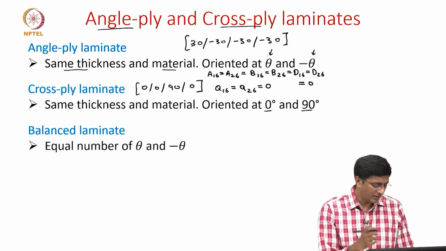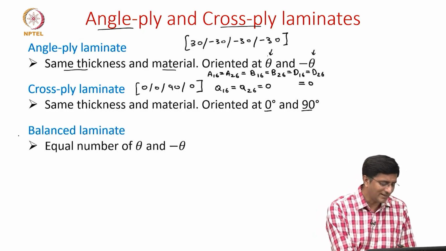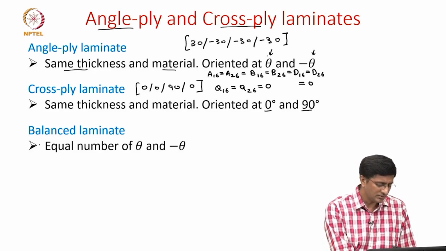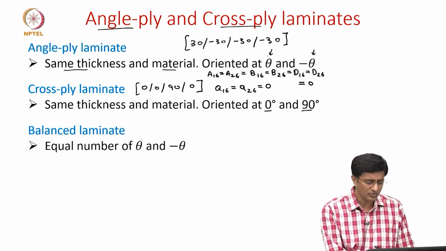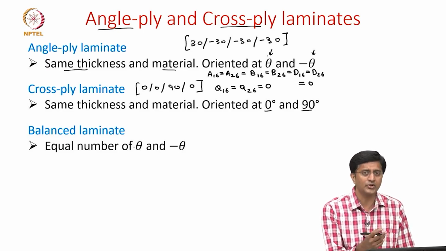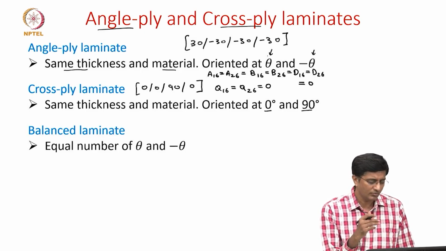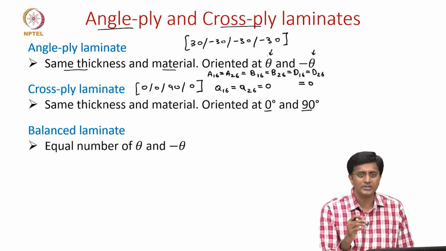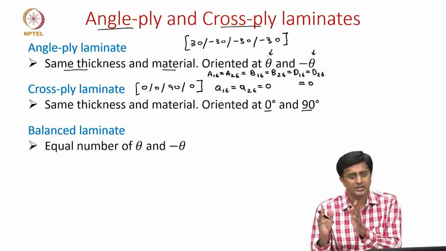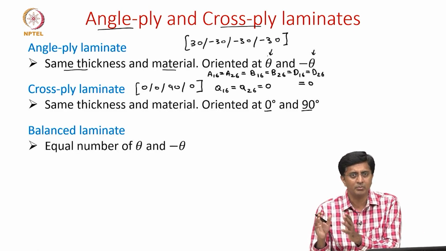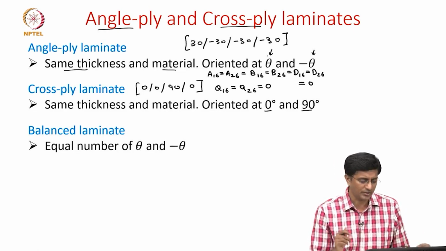Next, we look at the definition of a balanced laminate. These are laminates in which you have an equal number of theta and minus theta layers. This angle theta could also be 0 or 90, but as of now, let's say all the layers are made up of angle 30. Then we are saying it has an equal number of layers with angle 30, and the same number of layers with minus 30 orientation.